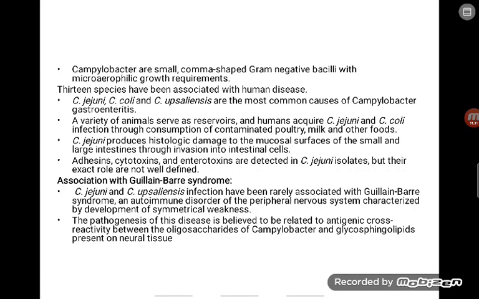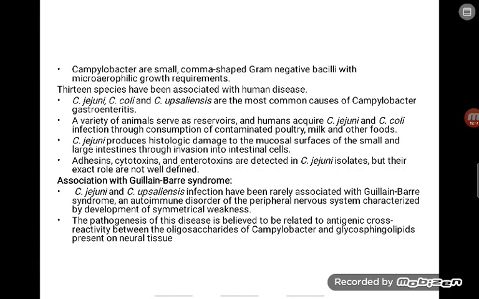Of Campylobacter, 13 species have been associated with human disease, including Campylobacter jejuni, Campylobacter coli, and Campylobacter upsaliensis. These are the most common causes of Campylobacter gastroenteritis. A variety of animals serve as a reservoir, and humans acquire Campylobacter jejuni and Campylobacter coli infection through consumption of contaminated poultry, milk, and other foods. Campylobacter jejuni produces histologic damage to the mucosal surface of the small and large intestine through invasion of the intestine.